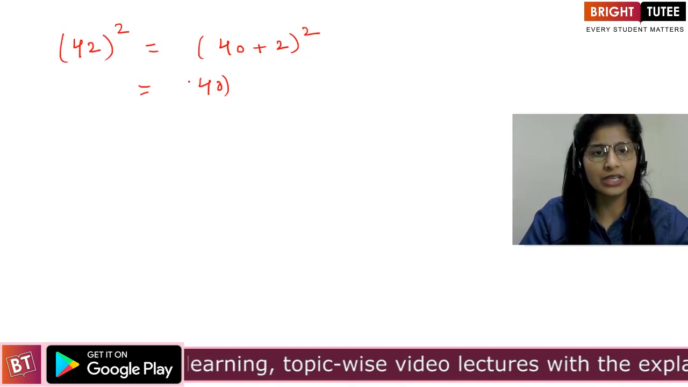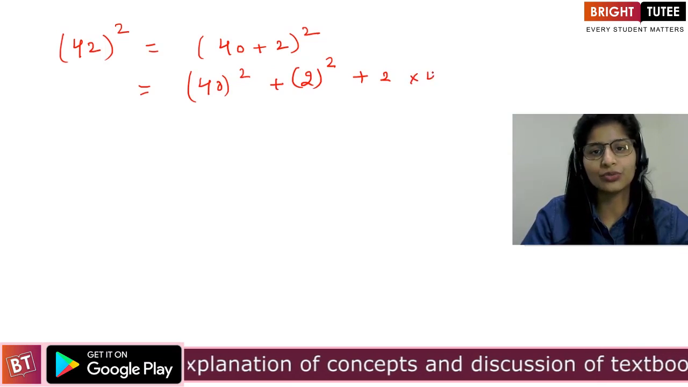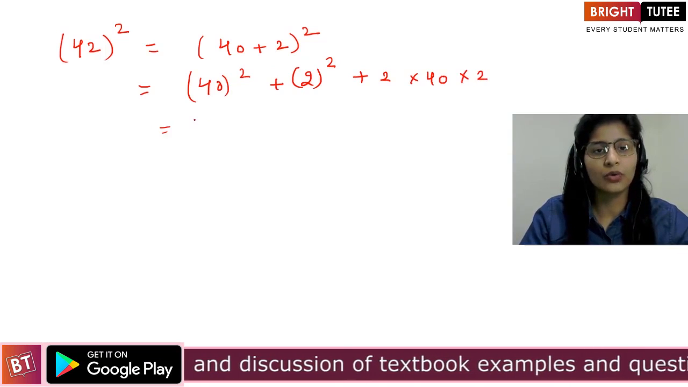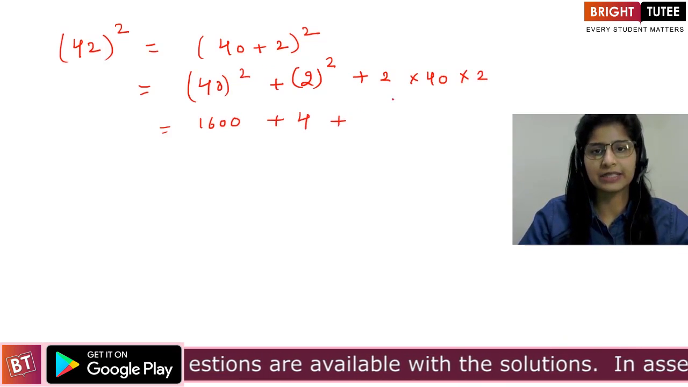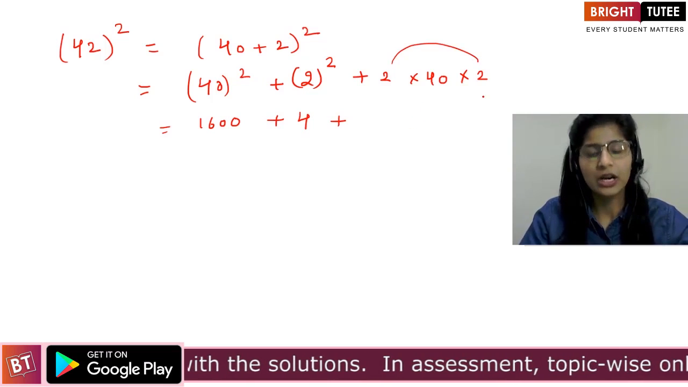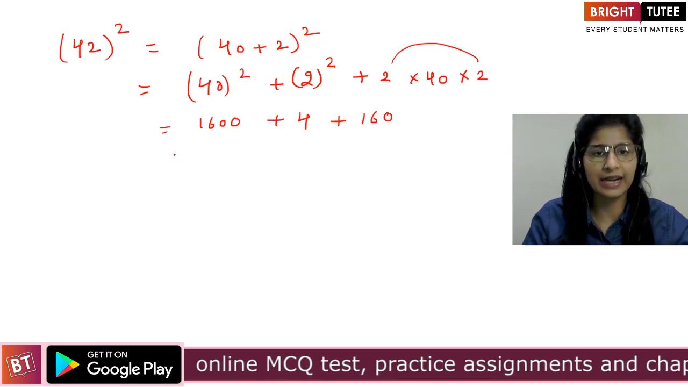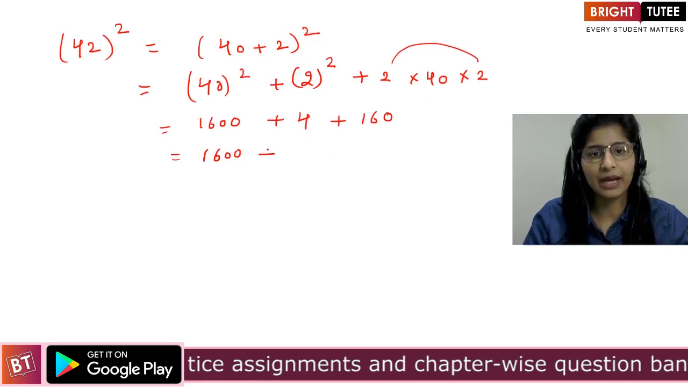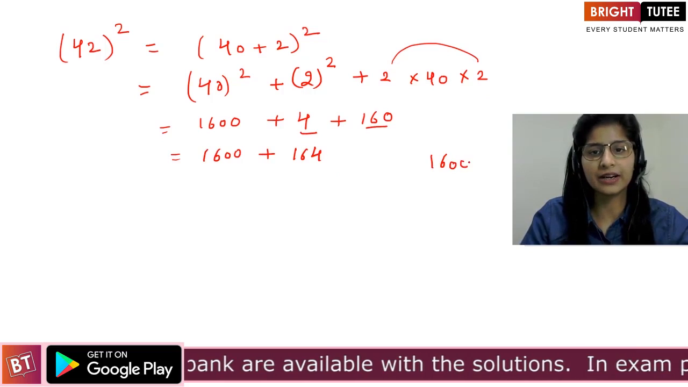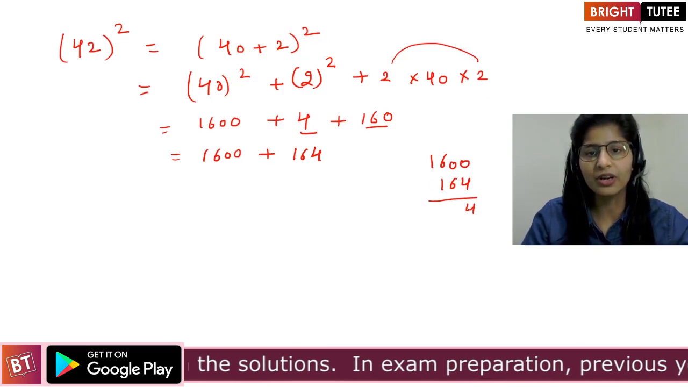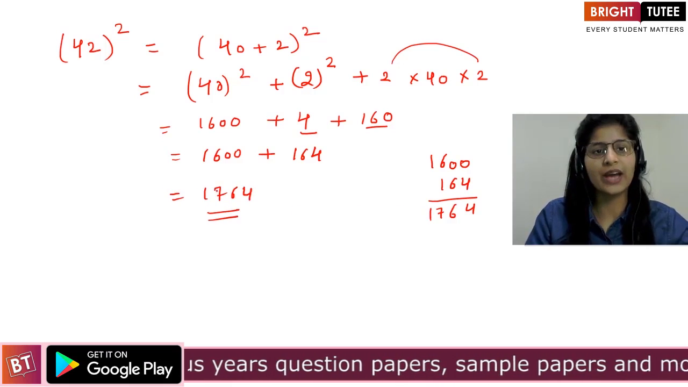We get 40 square plus 2 square plus 2 into 40 into 2. So 40 square is 1600, plus 2 square is 4, plus, just see, 2 into 2 is 4, 4 into 40 is 160. Clear? Let's add them. 1600 plus 160 plus 4 is 164. In 1600 we are going to add 164. We get 1764. So this is the square of 42.